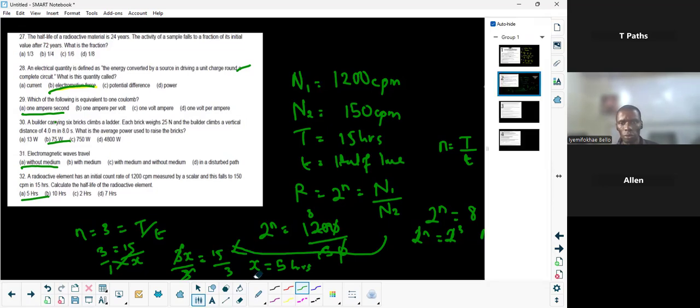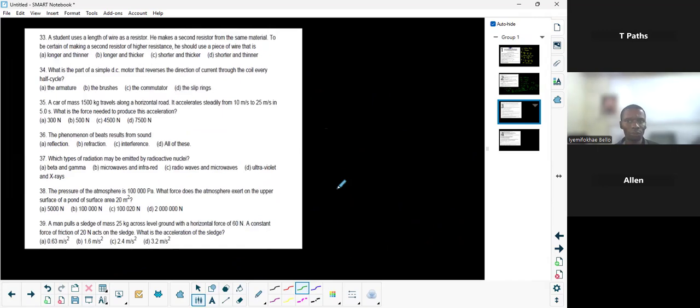The next question says, a student uses a length of wire as a resistor. He makes a second resistor from the same material. To be certain of making a second resistor of higher resistance, he should use a piece of wire that is dash. A, longer and thinner. B, longer and thicker. C, shorter and thicker. And D, shorter and thinner. Now, which of them will be the correct answer?